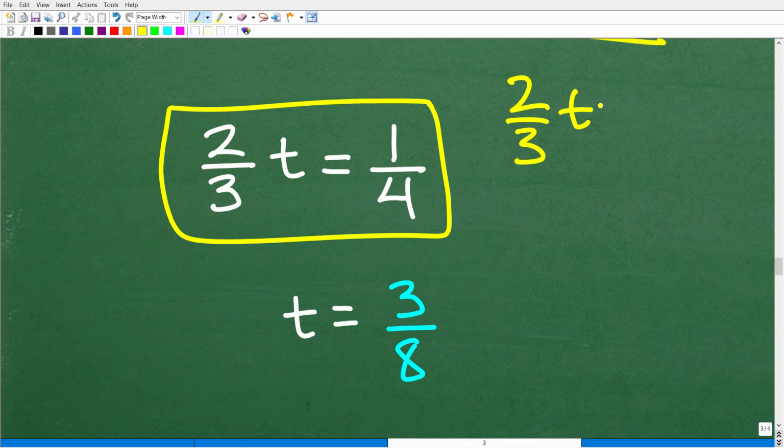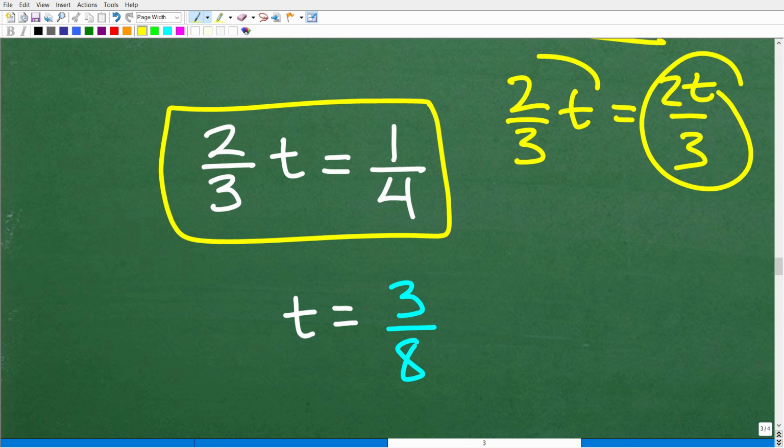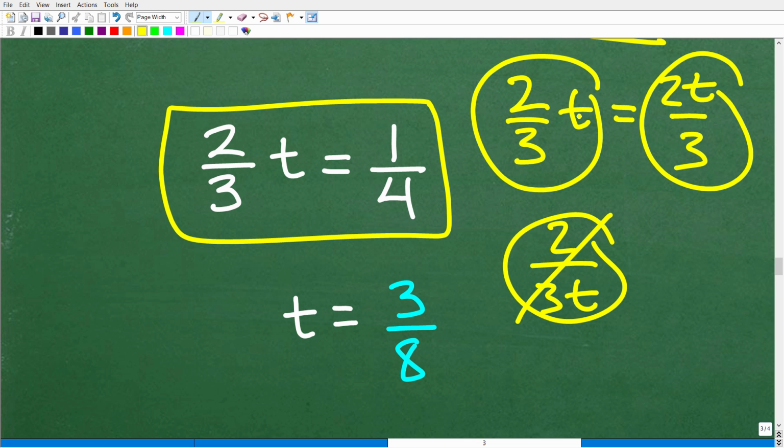A lot of students are confused. They're like, hey, Mr. YouTube Math Man, is this the same thing as 2t over 3? And indeed it is, right? 2/3 t is equal to 2t over 3. Okay, so if you see this, it also means this. It doesn't mean this, 2 over 3t. Okay, it doesn't mean this. So the t can be like 2/3 times t over 1. All right, so that t is in the numerator.